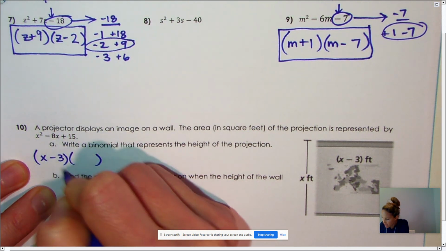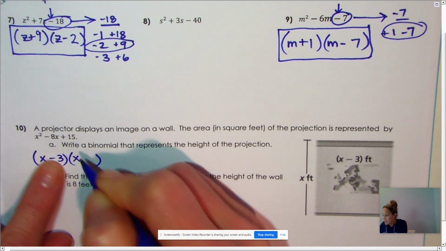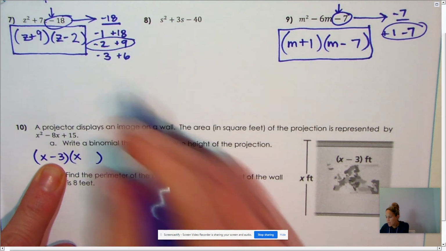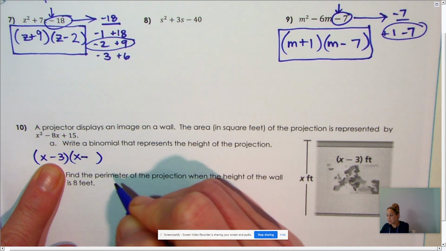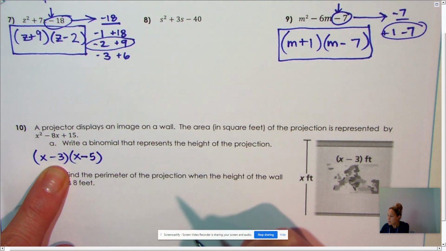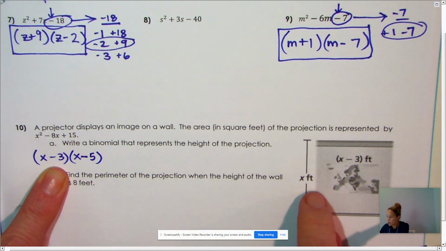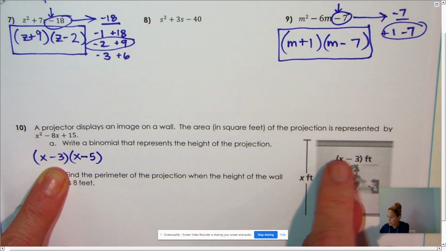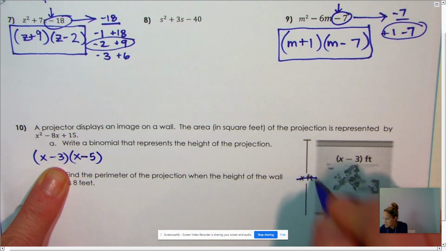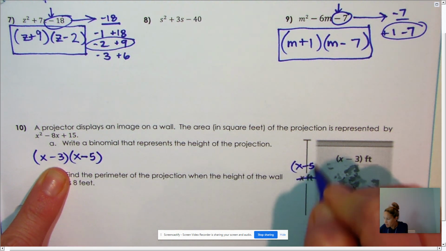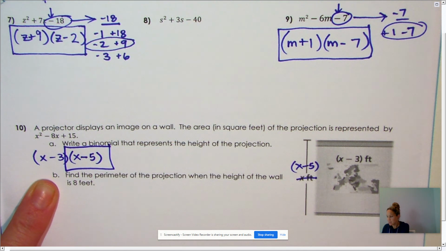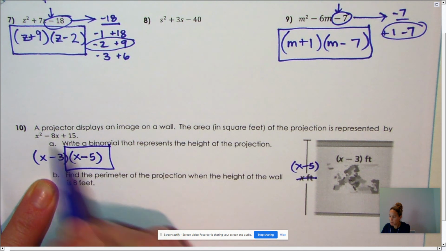Well, I know it has to have an x. I know it has to multiply to make a positive 15. So negative times a negative would be a positive. And 3 times what makes 15? A 5. So since we already know that the width is x minus 3, then we know the height is x minus 5. Okay, so this right here, just that part of it is the height, because I know that when we multiply them, it gets this.